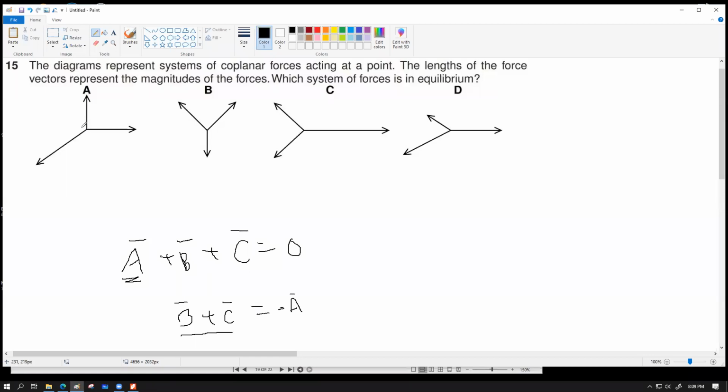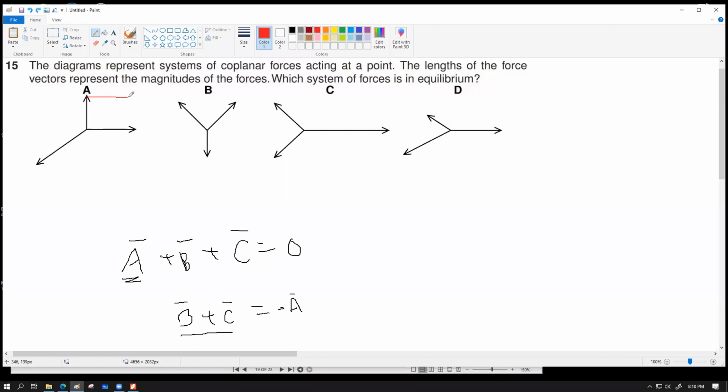In this case, we have 3 forces. These 2 forces are perpendicular to each other. Although they do not show us the 90 degrees, they apparently look perpendicular, vertical and horizontal forces, 2 of them. And the other is at a bit of an angle. So what we should do is try to complete this rectangle.